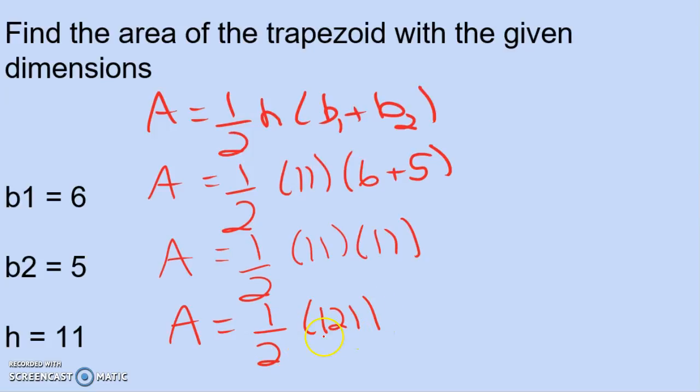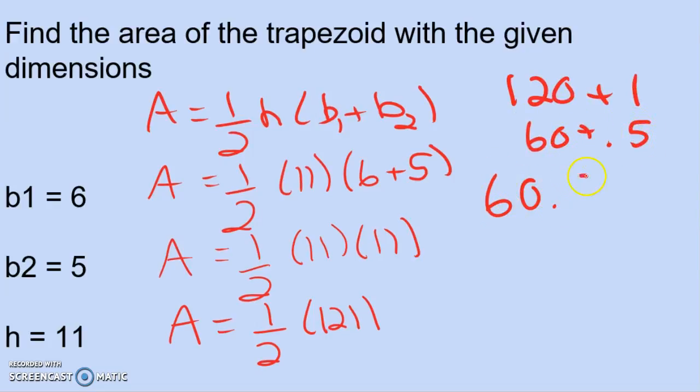And again, I'm going to break 121 up into numbers I know the halves of. So I'm going to do 120 and 1. One half of 120 is 60. One half of 1 is 0.5. You add those together, you're going to get 60.5, again, units squared, because I'm doing area.